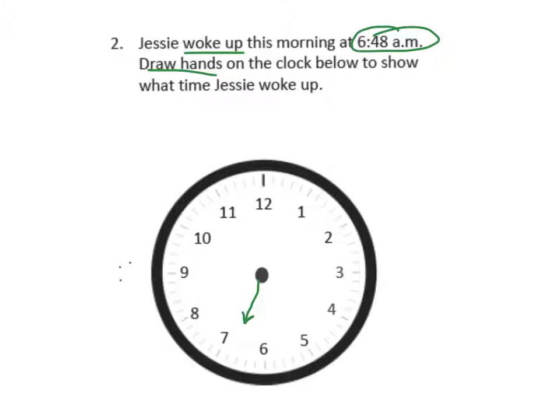Next, I'm going to take a look at my minutes. At the 9, I know is 45. So now I'm going to count up to 48. So here's 46, 47, 48.